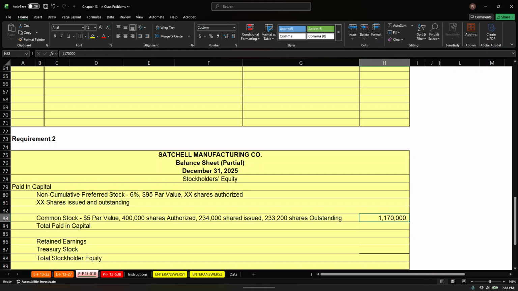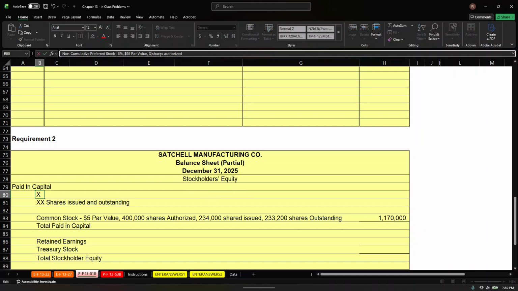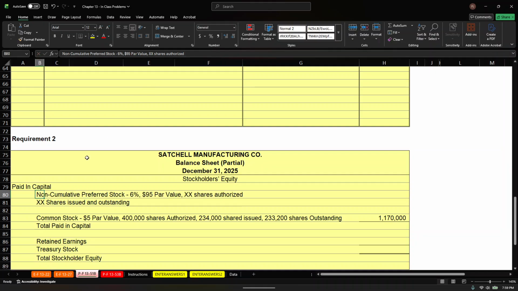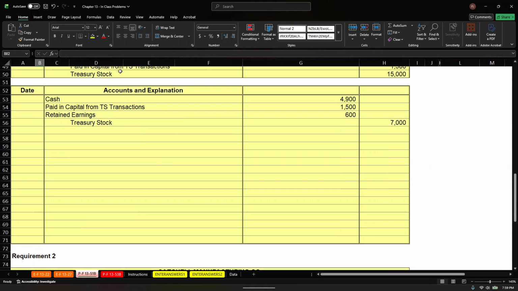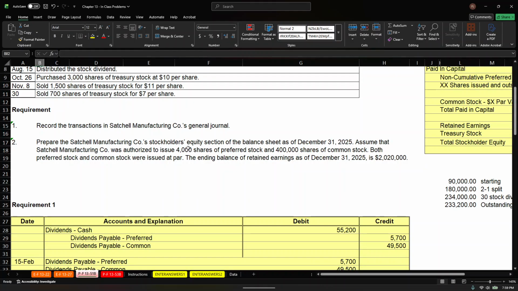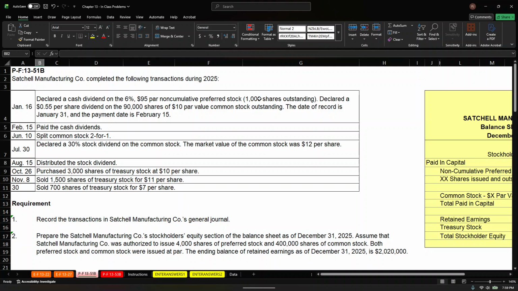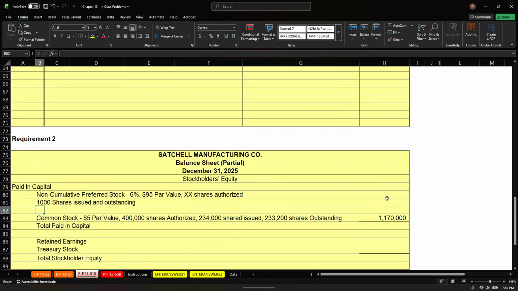For preferred, I think it said the number authorized was 4,000, and the number outstanding is 1,000, and that didn't change. We didn't do any preferred stock dividends or anything. And again, 4,000 is from here, 400 shares authorized, and we know that 1,000 shares are outstanding from that first journal entry. And then the value of this again is just 1,000 shares, and they were issued at par value, $95. Okay, so now we can add these up to get our total paid-in capital.